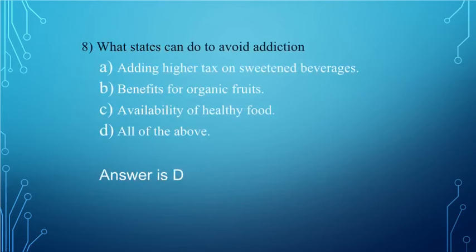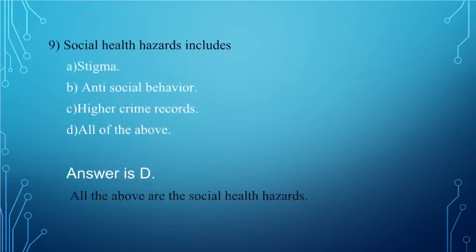8. What can states do to avoid addiction? Adding higher tax on sweetened beverages. Benefits for organic fruits. Availability of healthy food. All of the above. Answer is D. 9. Social health hazards include A. Stigma. B. Antisocial behavior. C. Higher crime records. D. All of the above. Answer is D. All the above are the social health hazards.